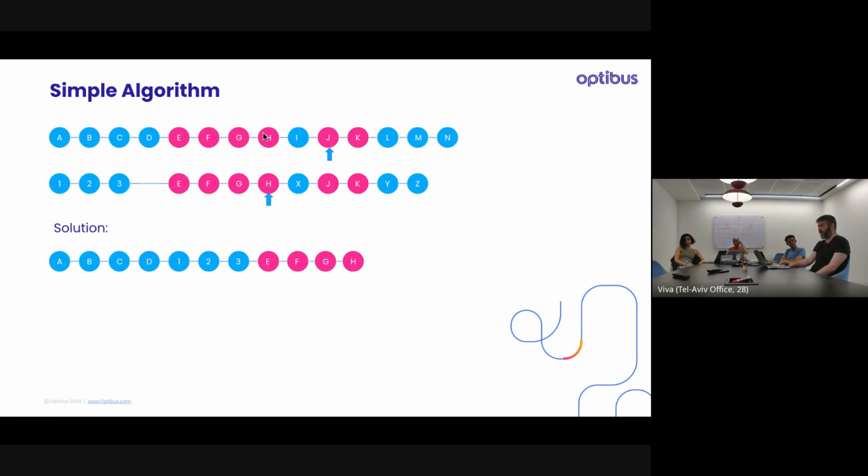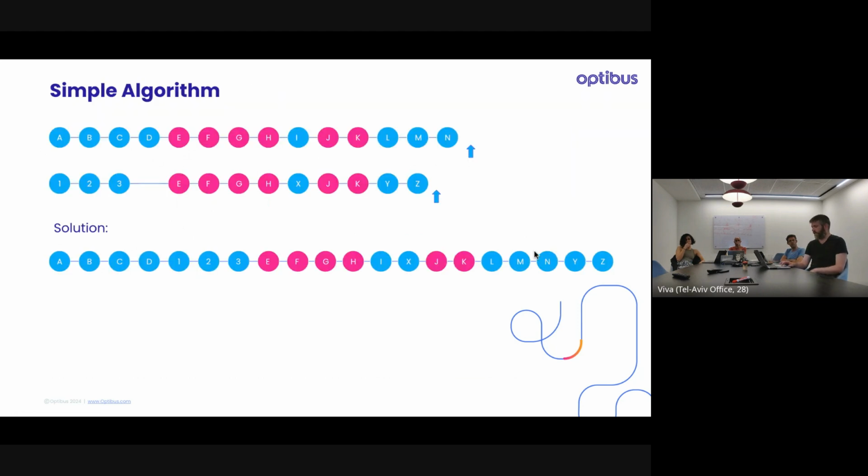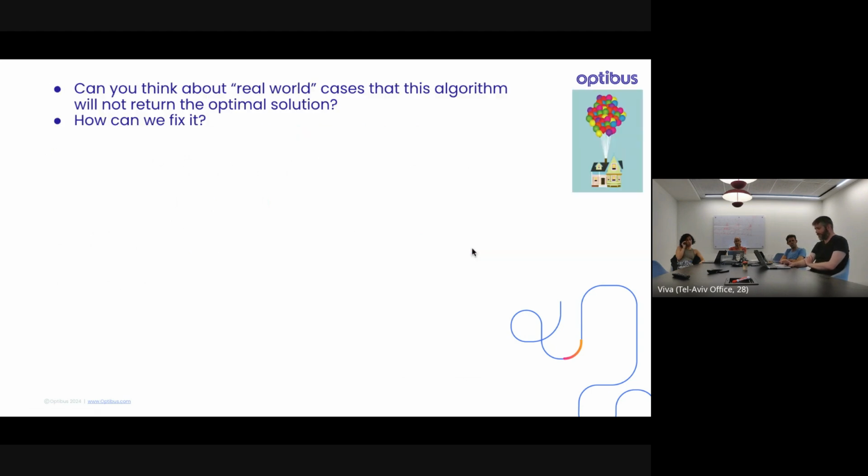Now H appears here, now I go until J. J appears here, so I copy. Again, I can decide whether to put I before X or on the other side. After this K, and after this I get to the end, and now again I copy the remaining sequence, and this will be our solution.